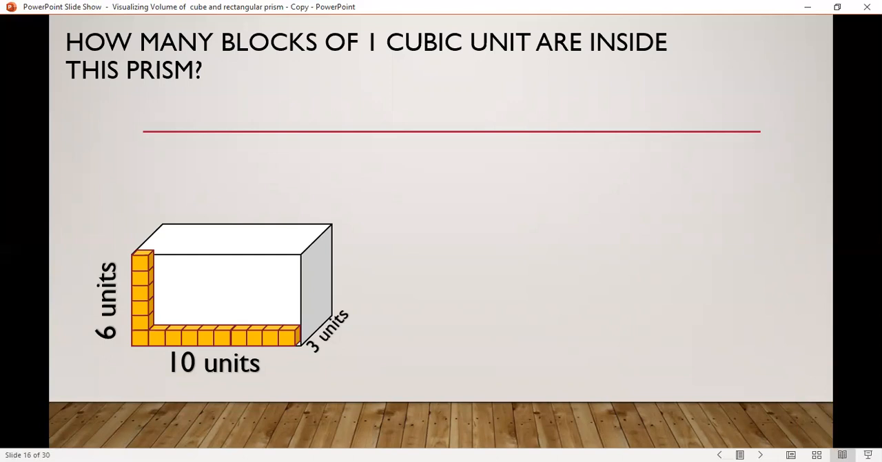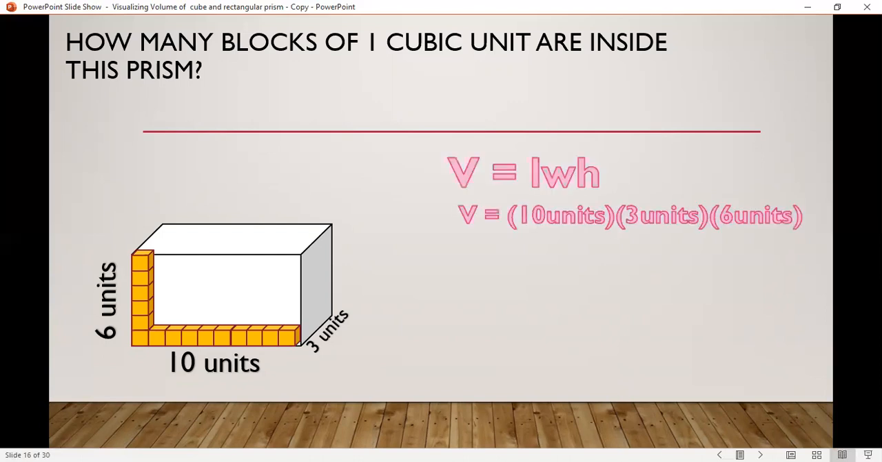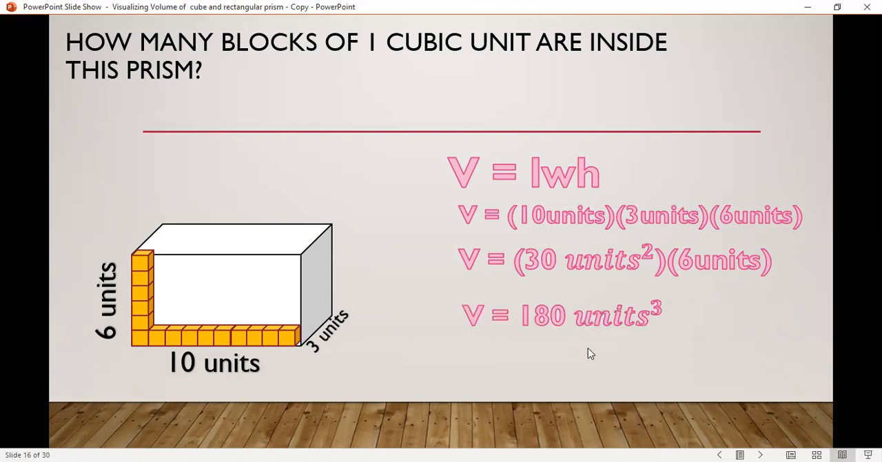Or we can get the volume using the formula. The formula for the rectangular prism is length times width times height. The length is 10 units, width 3 units, height 6 units. 10 times 3, 30 units times units, units squared, times 6 units. 30 times 6, 180 units cubed.